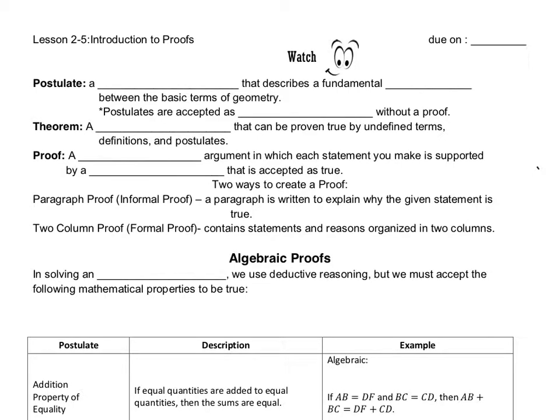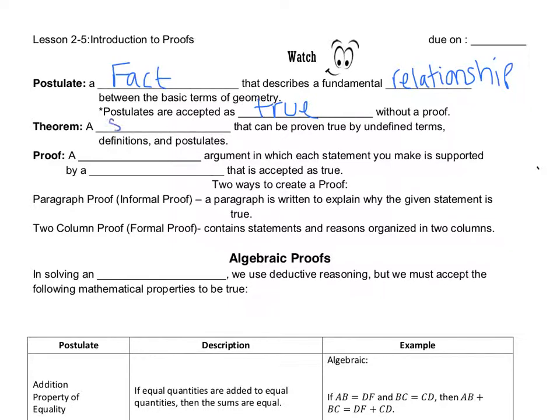This is lesson 5 of unit 2. First, we need to know a few things before we can start talking about introduction to proofs. A postulate is just a fact that describes a fundamental relationship between basic terms of geometry. We always accept postulates as true. Without a proof, we will use them in our proofs.